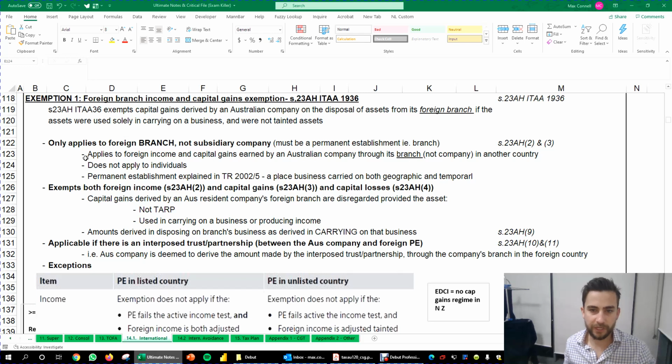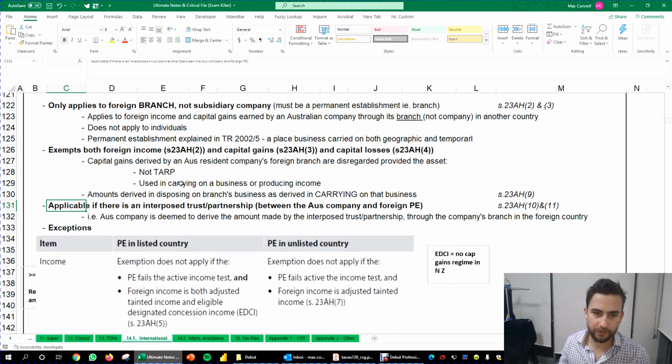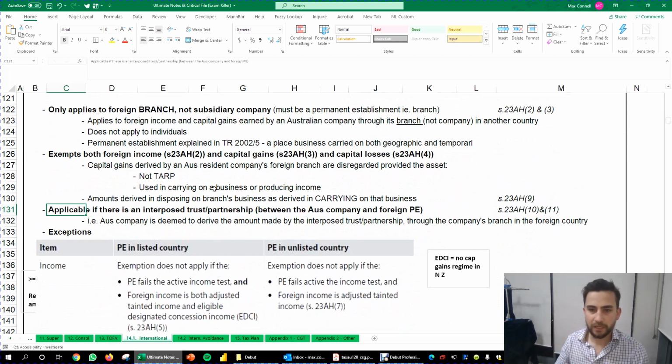It also exempts foreign income, capital gains, which we talked about, and capital losses. So this only applies to a foreign branch, not a subsidiary company. As we mentioned before, permanent establishment equals branch. It means no separate entity. If you have a company set up, there's a separate entity, which means this exemption doesn't apply. So you'll see in the question something like they've set up operations, but they haven't set up a new entity. That would be a foreign branch. It's also applicable if there is an interposed partnership between the Australian company and the foreign permanent establishment. So when you see PE, that's another word for branch.